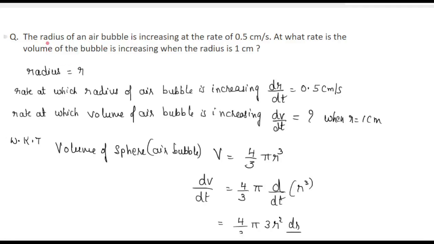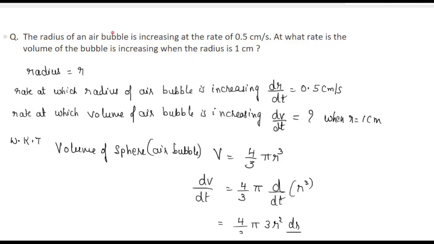This is the answer. Next question. The radius of an air bubble is increasing at the rate of 0.5 centimeter per second. At what rate is the volume of the bubble increasing when the radius is 1 centimeter? What is given? Radius is increasing at the rate of 0.5 centimeter per second. So dr by dt is given 0.5 centimeter per second. Find the rate at which volume of the air bubble is increasing when the radius is 1 centimeter. So find dv by dt when r equal to 1 centimeter.